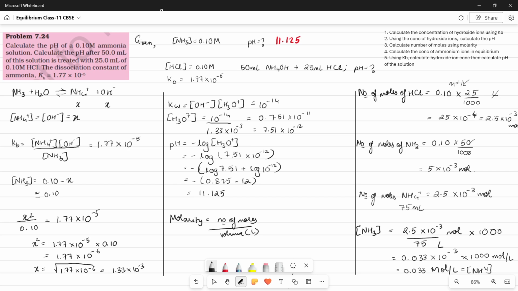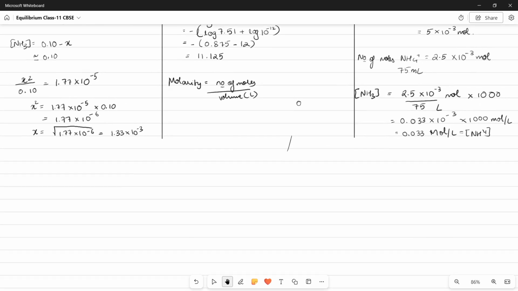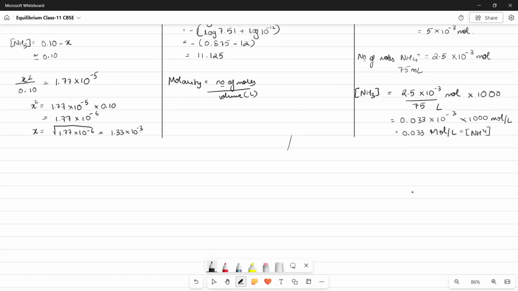Okay, now when we think about the new equilibrium, let me go a little bit lower. When we have the equilibrium existing, the NH4OH is going to get dissociated into NH4 plus and OH minus, right? We are assuming that the concentration of NH4 plus and OH minus is Y and Y respectively, where Y is the degree of dissociation.